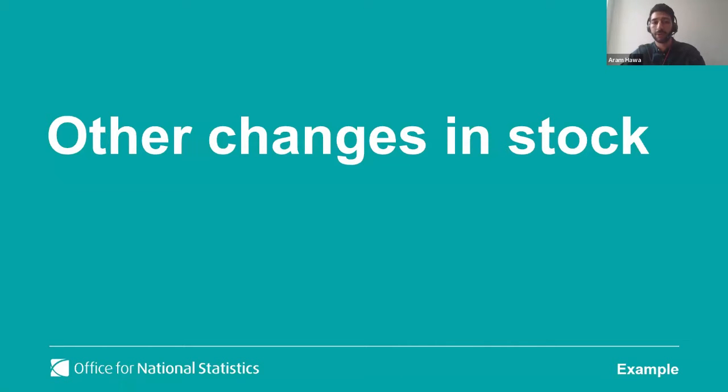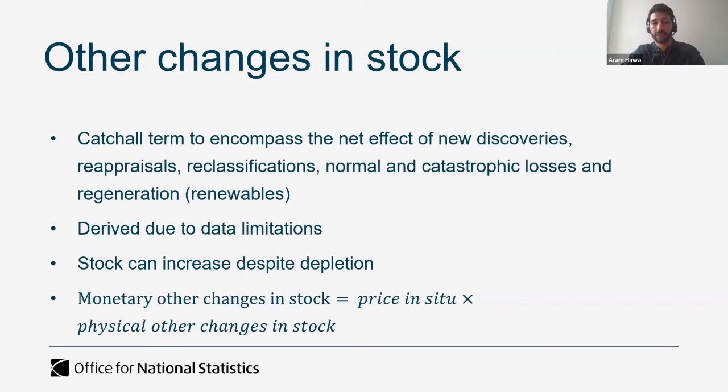Moving on to a key parallel concept. Other changes in stock is a term that we've coined to encompass all the other factors which may influence the levels of physical reserves other than depletion. These can have a positive or negative effect on reserve levels and include new discoveries, reappraisals, reclassifications, normal and catastrophic losses, and regeneration in the case of renewables. SEEA suggests that you should delineate between these various factors where possible. However, due to data limitations, this is not something we've been able to do. Instead, we measure the net effect and lump it into this other changes in stock variable.